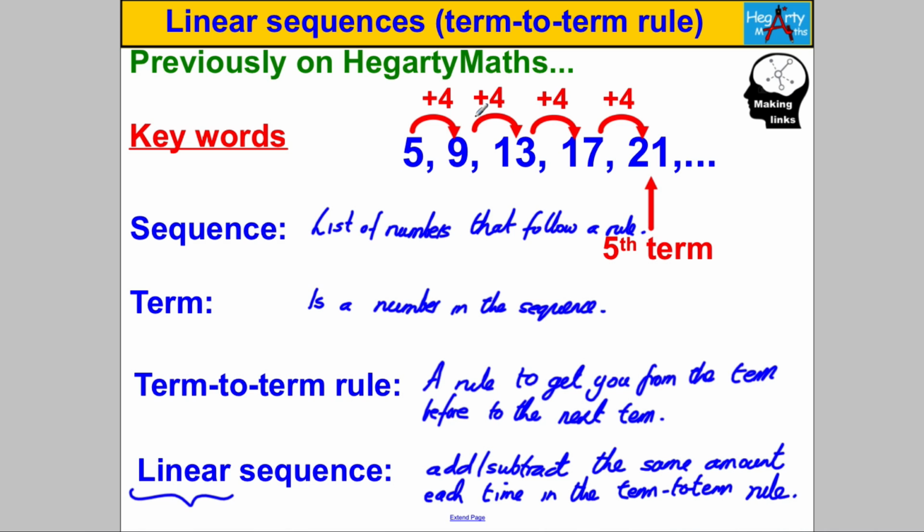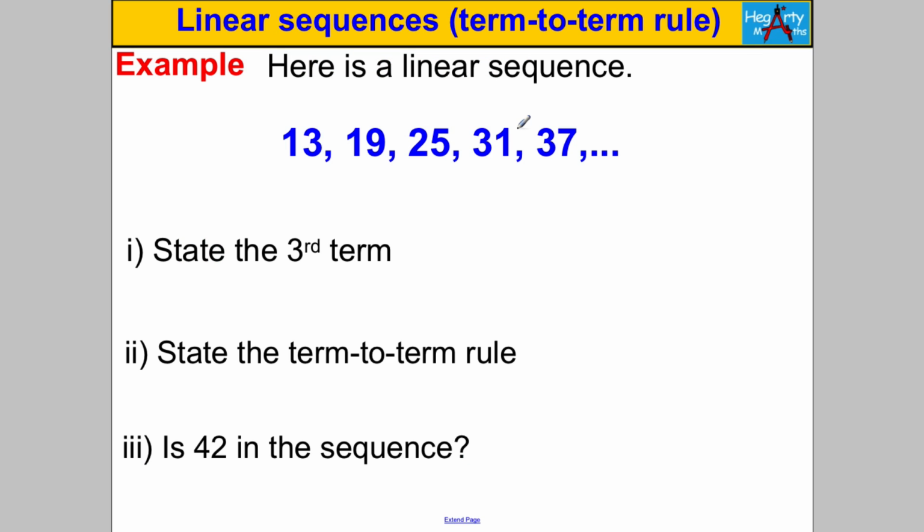Okay, so a sequence where you add different amounts every time wouldn't be linear, but that's what makes that linear. Great, so we've defined all the things we need to. Now let's get on and try some questions. Right, example. Let's do this one together.